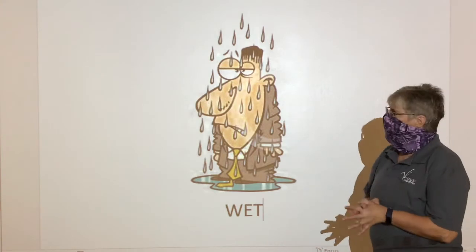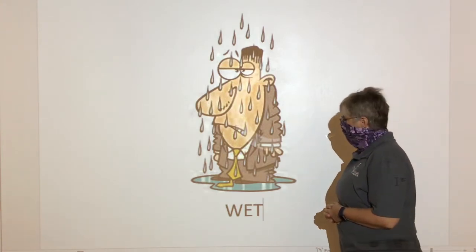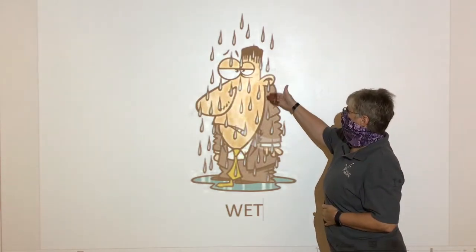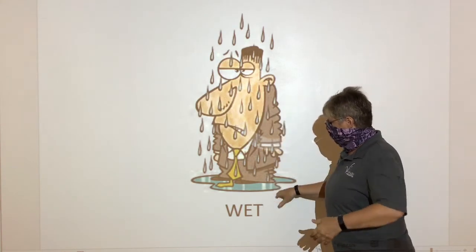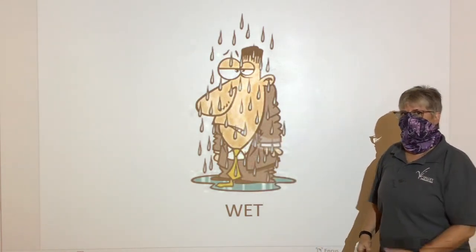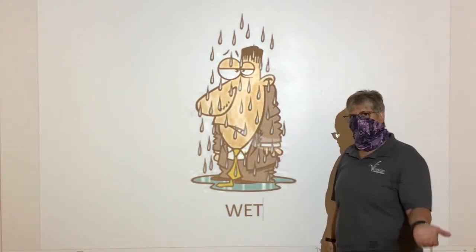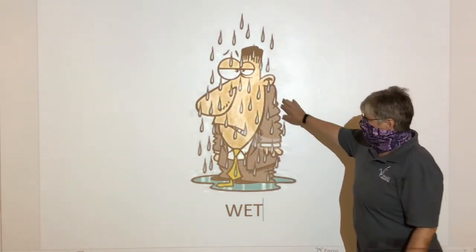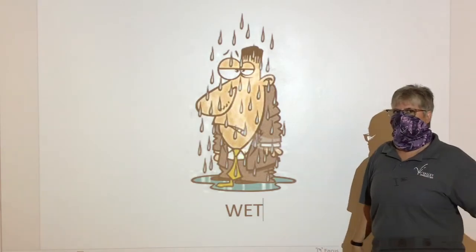Here we are with number 3. It looks like this gentleman is getting rained on. The rain's coming down, his clothes are all droopy, and he's in a big puddle, so he looks wet. If you're not wet, you are... what's the opposite of wet? So this is the guy that's all wet. What's the opposite of wet?